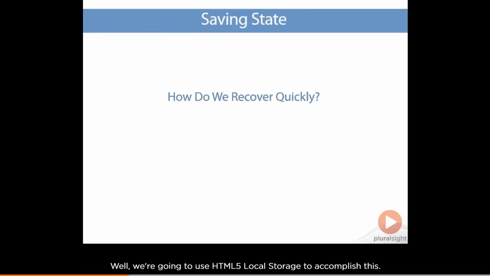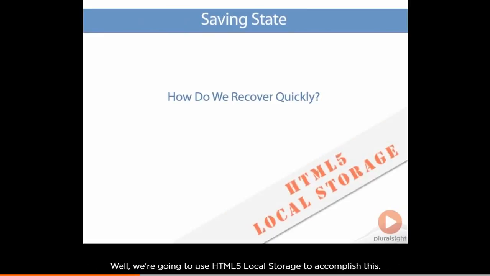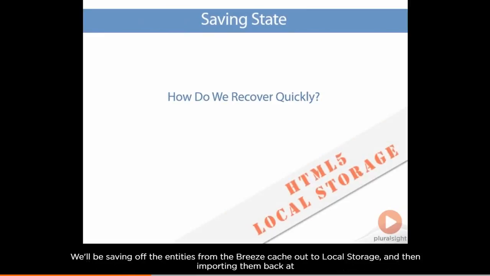Well, we're going to use HTML5 local storage to accomplish this. We'll be saving off the entities from the Breeze cache out to local storage and then importing them back at a later time so we can recover the app. And saving to local storage is going to help us reduce the round trips as well, so we don't have to go back to the server to get data that we may have cached in local storage.